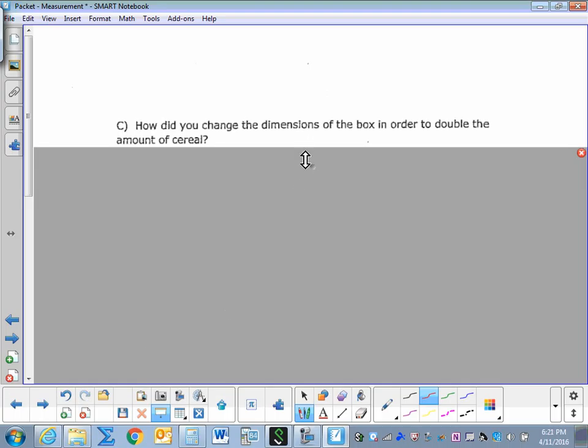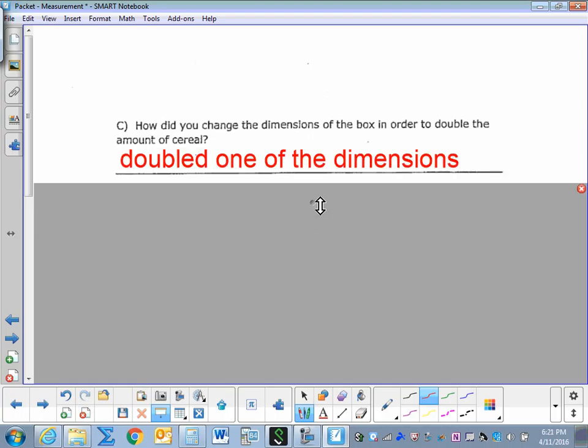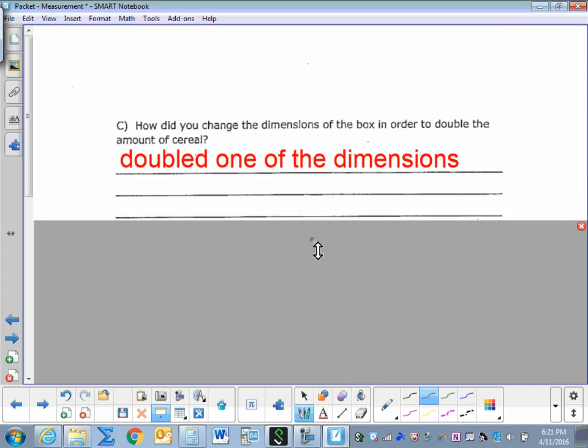How did you change the dimensions of the box in order to double the amount of cereal? I doubled one of the dimensions. If I wanted to triple it, I would triple one of the dimensions. So you only change one of the dimensions by the amount that you wanted the whole thing to change. And this only works for volume.